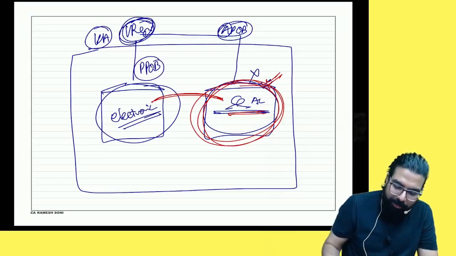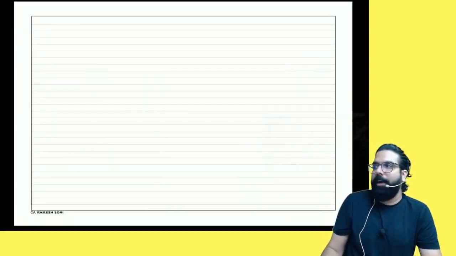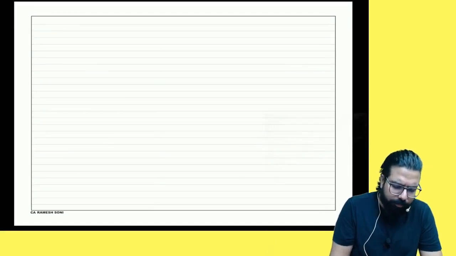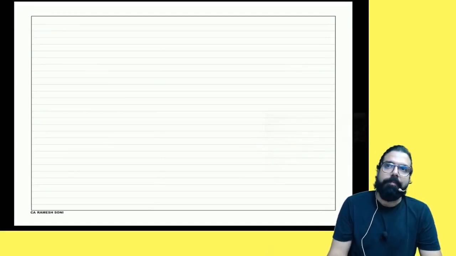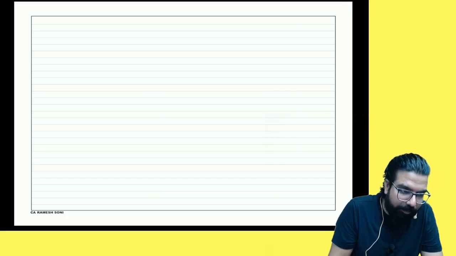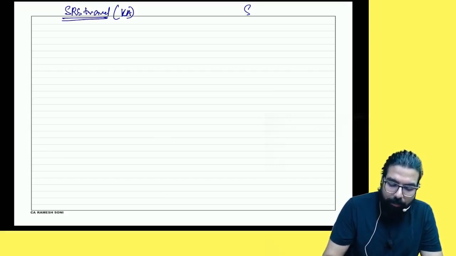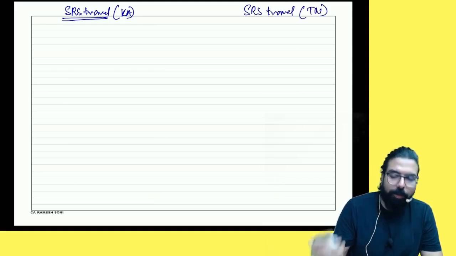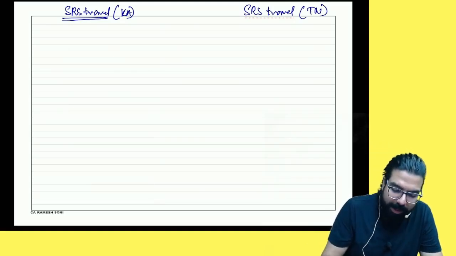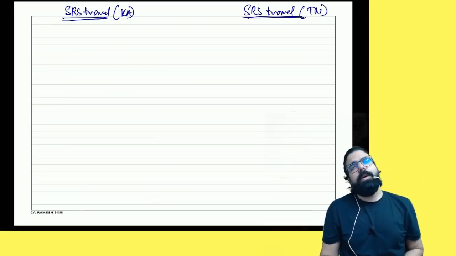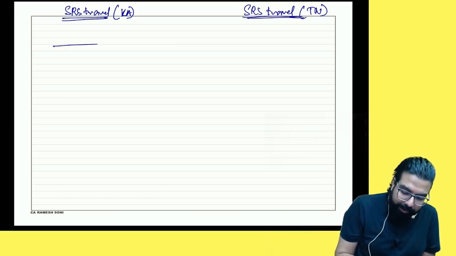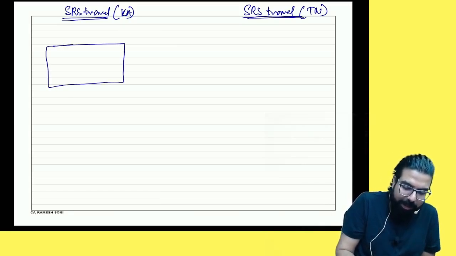Chalo, I'll go ahead and ask you some question. You tell me. People, ready? Supposingly, you know SRS travel, everyone. Everyone knows SRS travel. Supposingly, SRS travel Karnataka branch is there. And one more SRS travel branch is there in the state of Tamil Nadu. Okay? One is in Karnataka, one is in Tamil Nadu. What Karnataka branch does? For an example, this is the bus which the Karnataka branch has purchased.